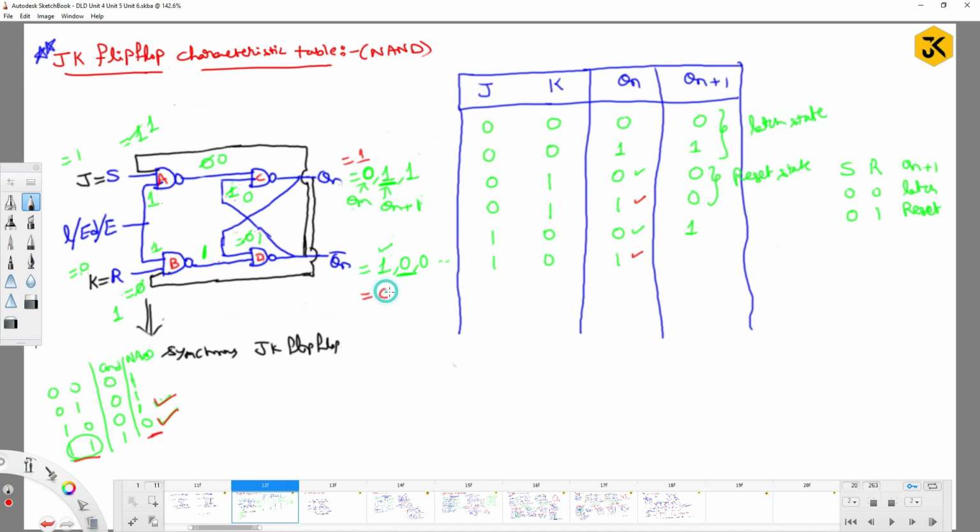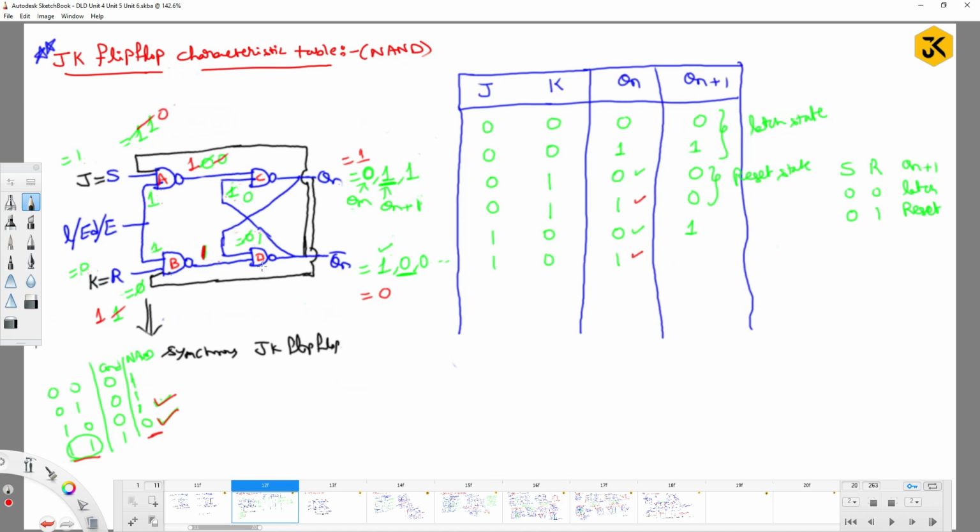Here Q1 bar should be 0 as per our expectation. As Q1 is 1, Q1 bar should be 0. Now when Q1 bar is 0, at the A input NAND gate you are going to get 0. At the B input NAND gate Q1 is 1, so it will be updated as 1. Now think 0 1 1. 0 1 1 means you are going to get 1 at the output of the NAND gate. 1 0 1, you are going to get output as 1 at the output of the NAND gate.